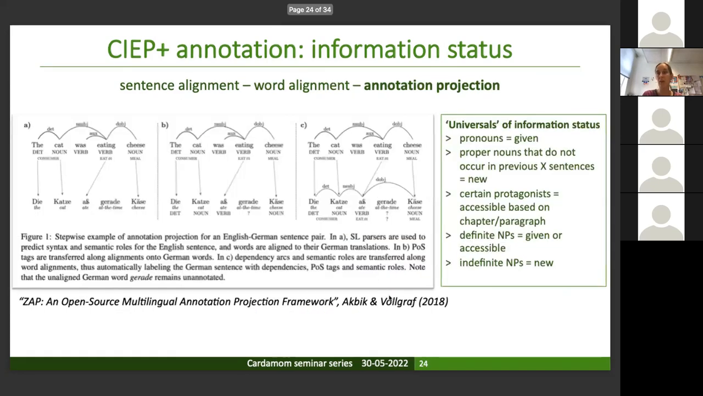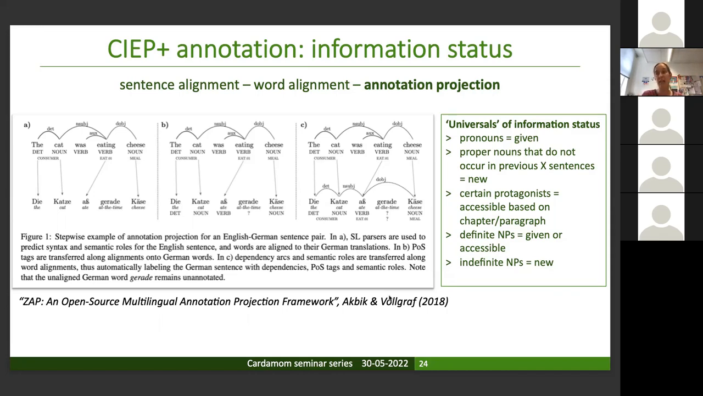Then once sentence alignment and partial word alignment is in place, we can do annotation projection. And the figure on this slide explains how this is done. The example they use is semantic roles being transformed or added through word alignment. So the idea here is that we have sentence and word alignment, and that leads to annotation projection, or at least enables it.